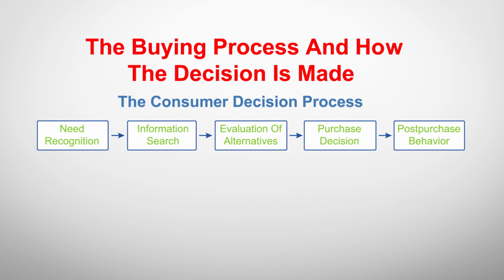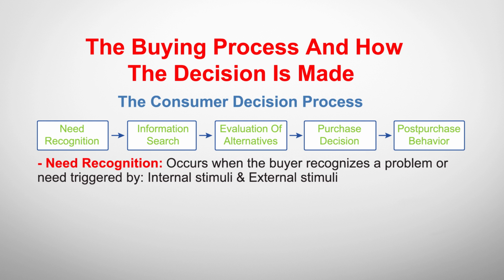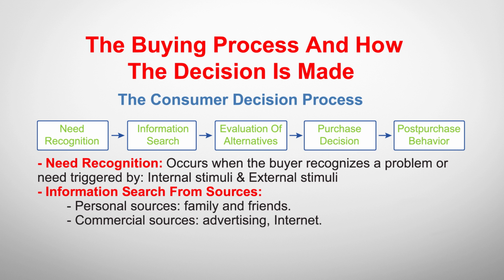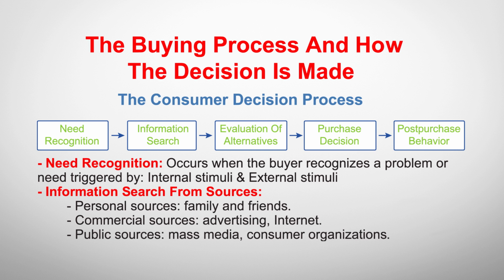So, 5 steps. Need recognition occurs when the buyer recognizes that he has a problem or a need that's triggered by internal stimuli or external stimuli. After the person discovers that he has a need, he should think about searching for information. He may think about personal sources, commercial sources, or public sources of information.